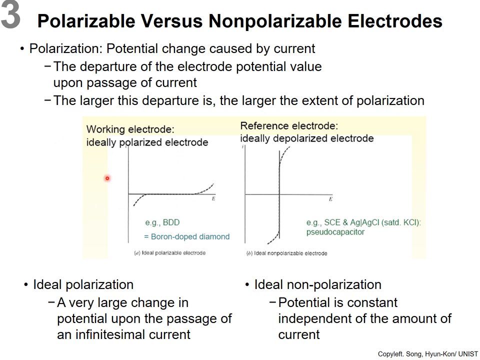So here is the IV curve about the ideally polarized or polarizable electrode, potential and current. So let me change the laser pointer to the pen. A good example of an ideally polarized electrode is boron-doped diamond. And let me start from this point. Let me assume that this point is placed at, let me say, 0 volt, and there is no current. Current is zero.